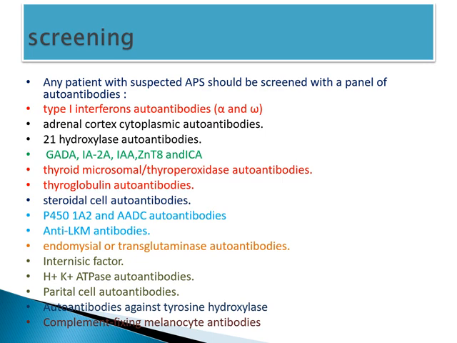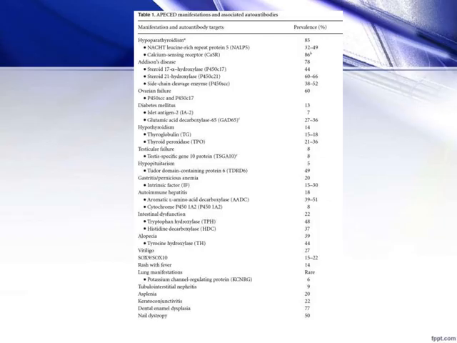So this is a list of autoantibodies. If you suspect a patient is having APS, you should go for all these autoantibody screenings. So here are the APECED manifestations and associated autoantibodies. Each disease has been narrated with its specific autoantibodies to be tested.